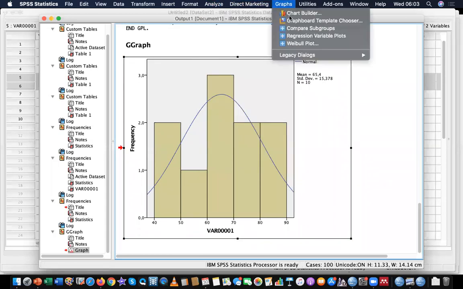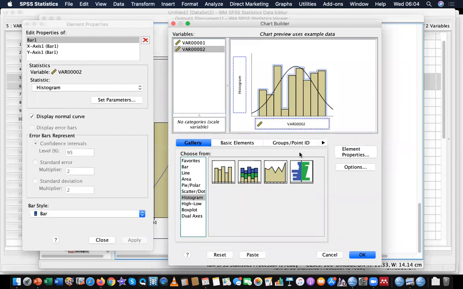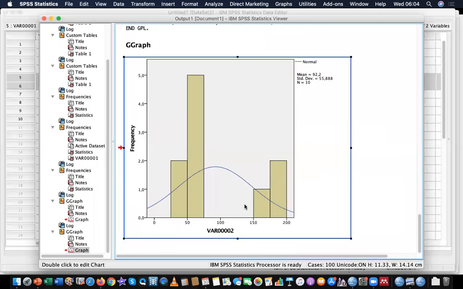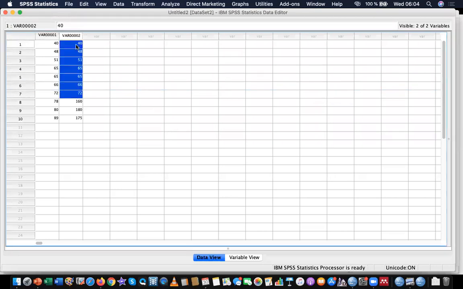If I do it again, graphs, chart builder, for the other variable, the skewed variable, the scenario with the extremes, with the heavyweights, you see that the heavyweights on the right have made this curve skewed to the right, and the mean in this case has increased to 92. Although in the class the majority of the students have weights between 40 and 72. So these three extreme values or outliers have skewed my data to the right.